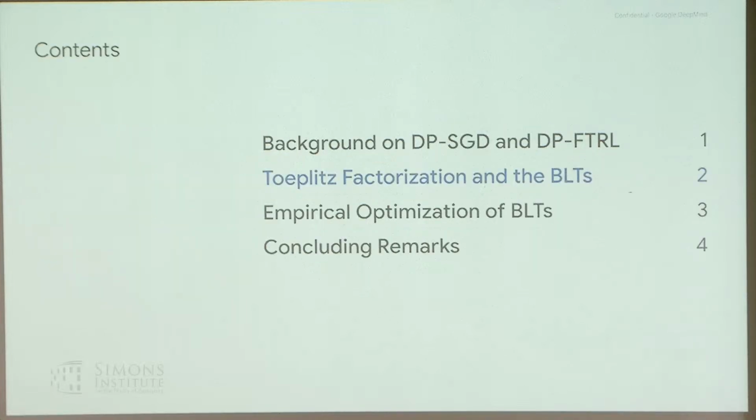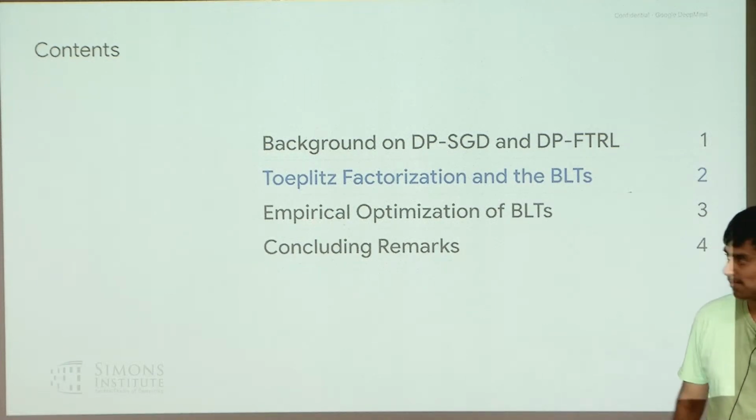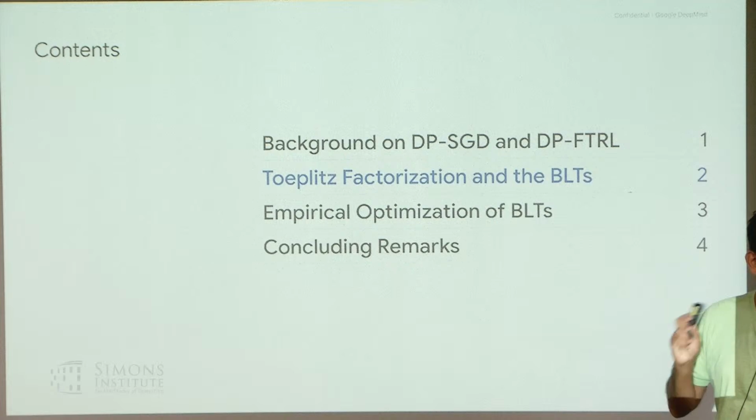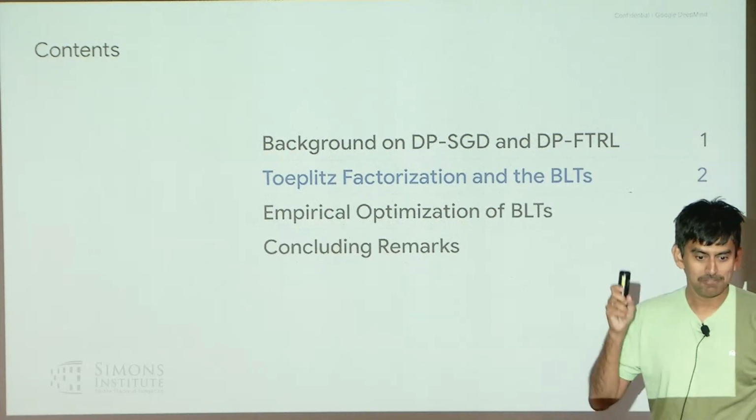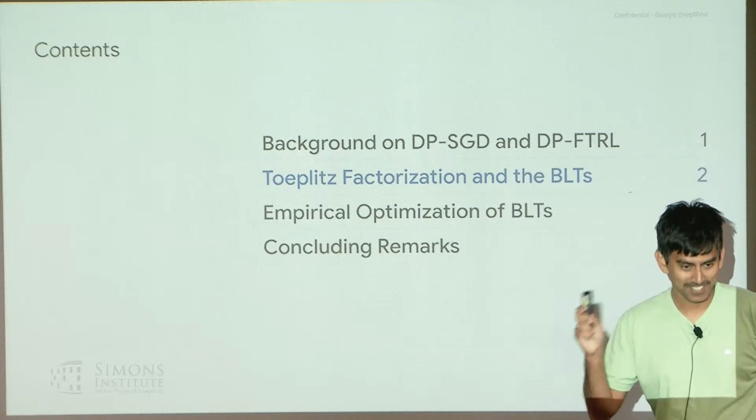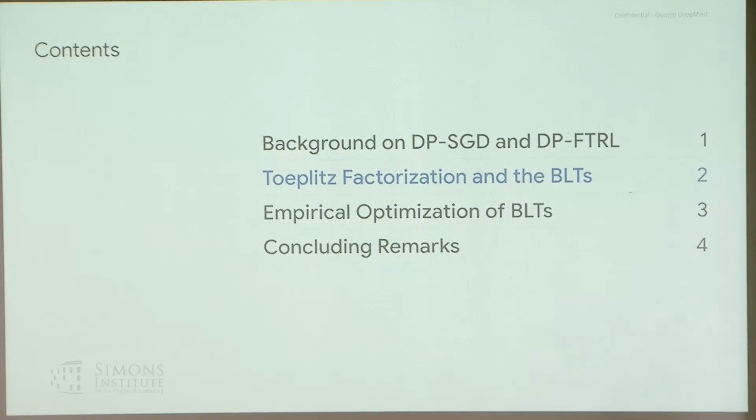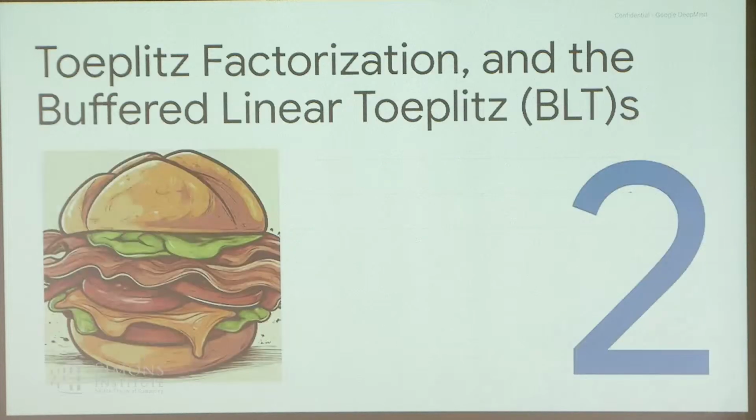So now we come to Toeplitz factorization and the BLTs. Before this talk, I did not know what B, L, and T stood for in the sandwich. I thought it was beef, lamb, and turkey. Now I know it's bacon, lettuce, tomato. I don't eat bacon, so yeah.